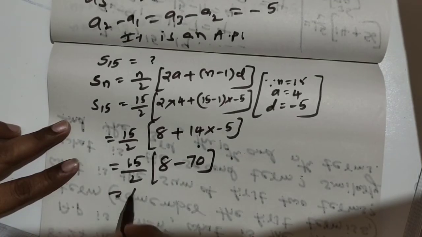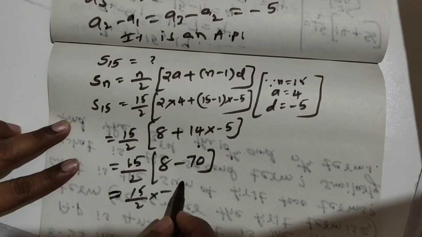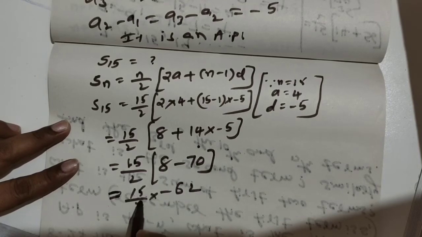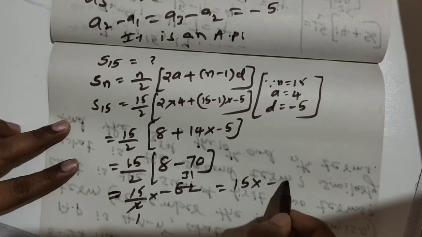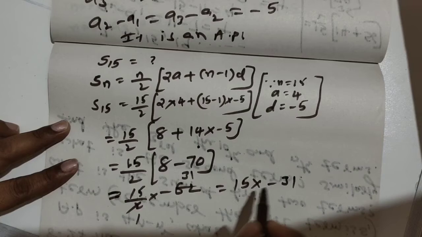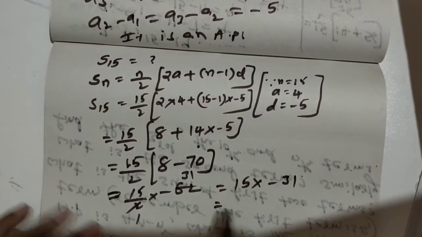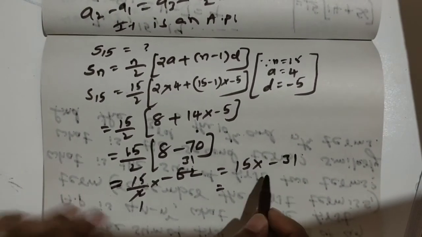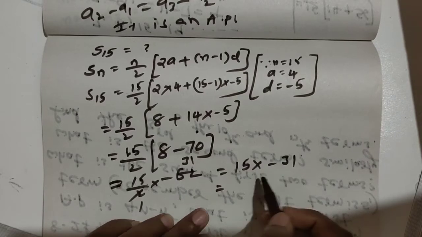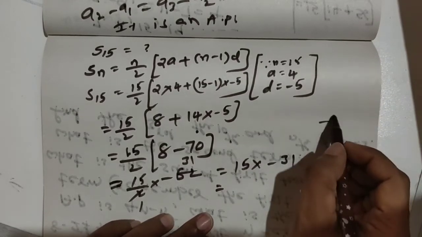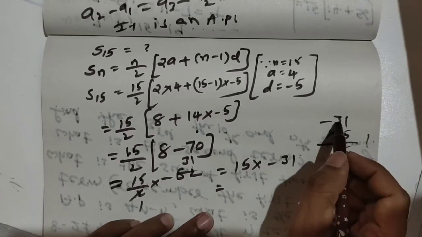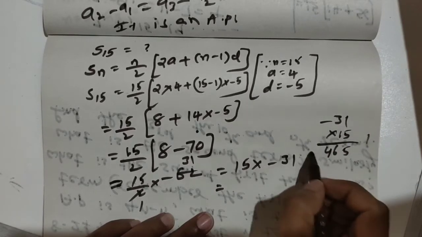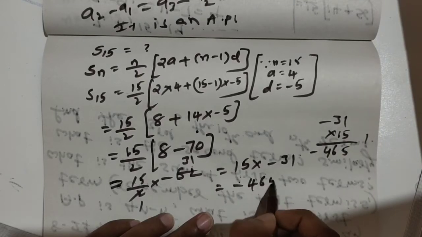Okay, now 15 by 2 into minus 62. So 2 ones are 2, 31. So we get 15 into minus 31. So why are we getting minus? Because the given list is gradually decreasing. That's why we are getting minuses here. So minus 31 into 15, 15 threes are 45 plus 1, 46, minus 465.